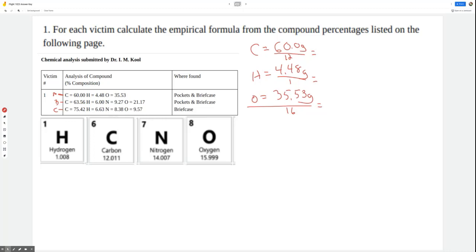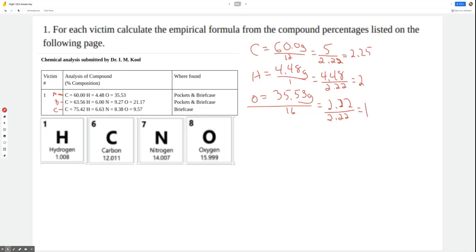When we divide these out, we get 5, 4.48, and 2.22. Okay, so the next step is to take all of these answers and divide them each by the smallest answer. So the smallest answer here is 2.22. So I'm going to do this for each value. That's 2. And we get 2.25, 2, 2.01, but we'll round it to 2, and 1.